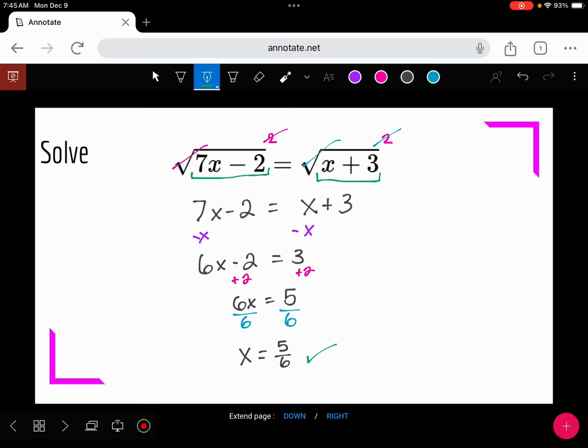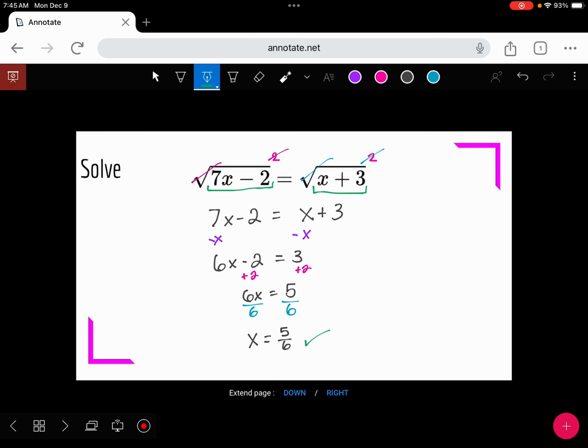So if it has 2 square roots, we're not usually so mean that it's going to make it super gross and you have to do extra steps. So it should be able to square both sides just like this. One more.